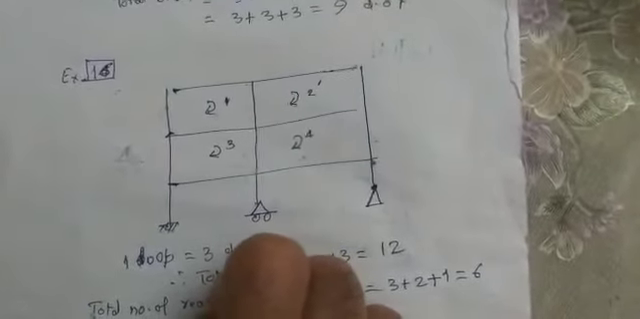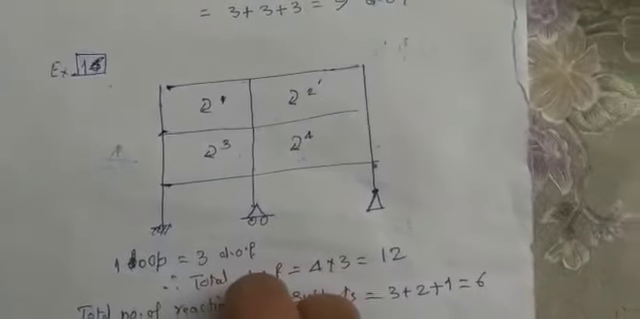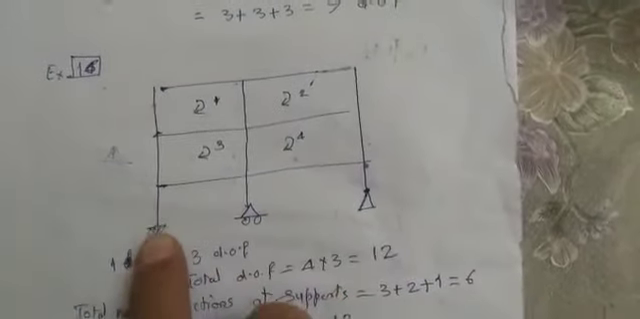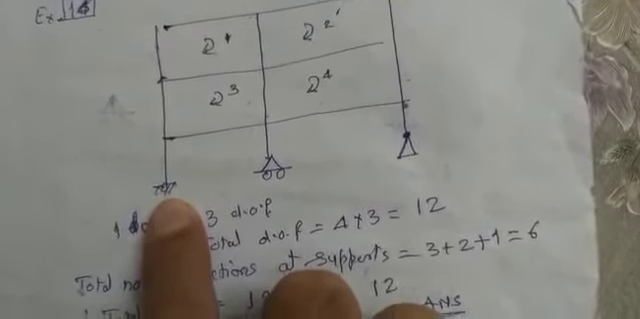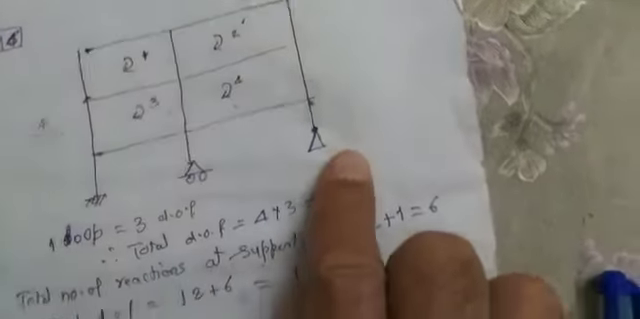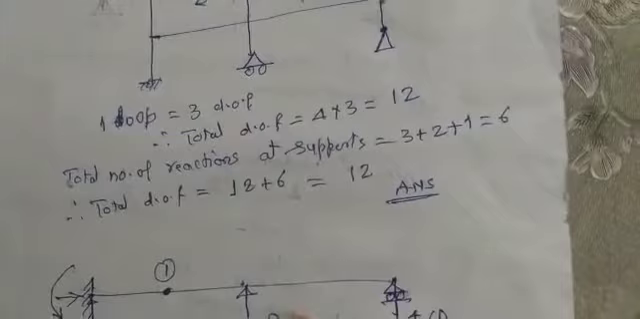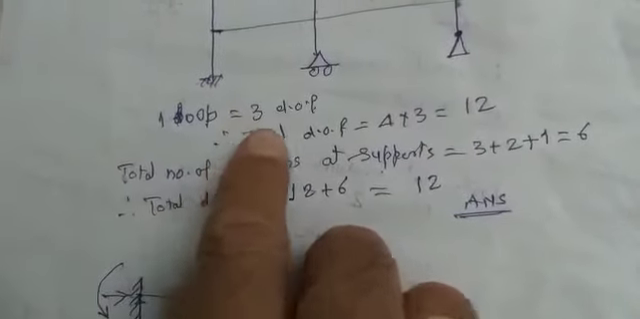The total number of loops multiplied by 3 comes out to be 12. This is a fixed support, so this is 3. 12 plus 3, that is 15. Then 1 makes 16, and 2, total 18. So now here we'll see how much it comes out to be.